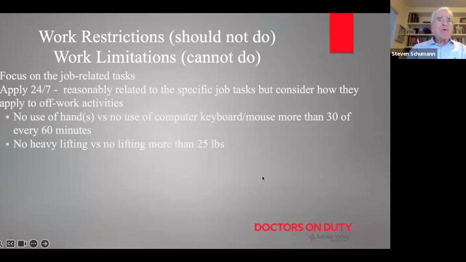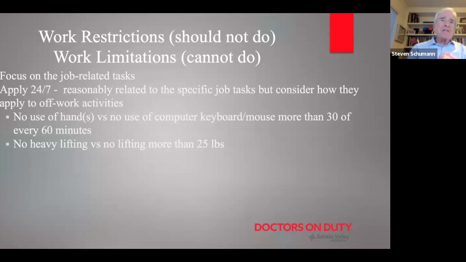No use of hands. Also, you can imagine if we have that restriction, then the person gets home and what is it they're supposed to do when it's time to shower or other activities. So be testing whatever you put against what will be their activities at home off the job. No heavy lifting.